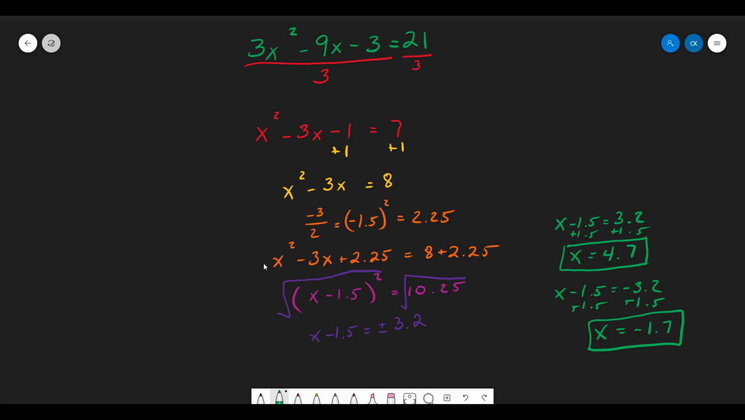Now that this is a perfect square trinomial, it factors very nicely to be the variable, and then this number here, minus 1.5 squared, equals 8 plus 2.25 is 10.25. I now take the square root of both sides, so I'm left with whatever's inside here, x minus 1.5 equals the square root of 10.25, and your calculator gives you 3.2, so it's just plus or minus 3.2. I now come over here and I just solve both the positive 3.2 and the negative 3.2. Add 1.5 to both sides. That's where I end up with my 4.7 and my negative 1.7.